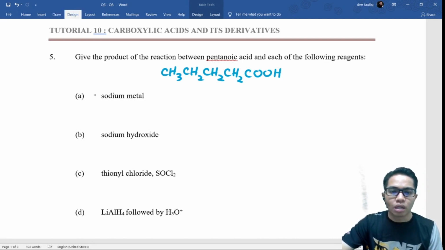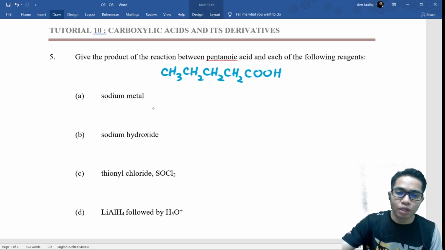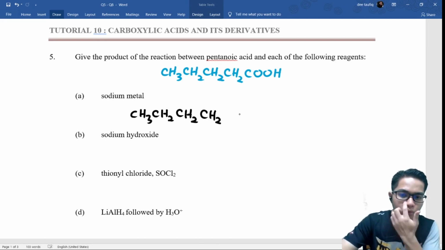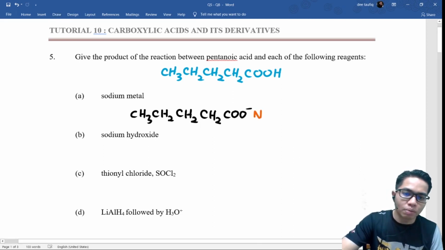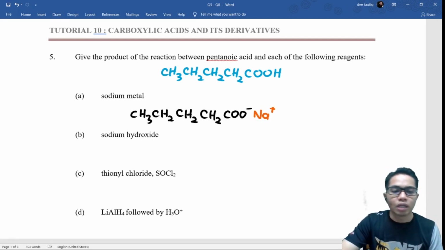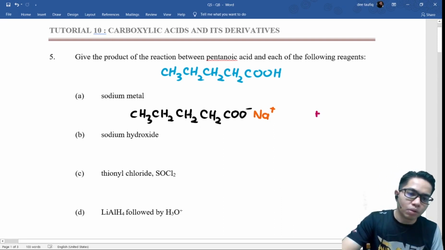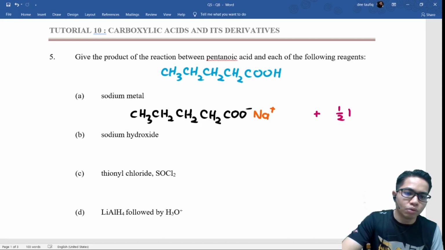So the first question, this carboxylic acid reacts with sodium metal. So what happened here is the H of the OH group in carboxylic acid is replaced with sodium. So the product will be CH3, CH2, CH2, CH2, COO minus, with, since we add in sodium metal, Na plus, right? And then the side product is Na, so it will become 1/2 hydrogen gas.